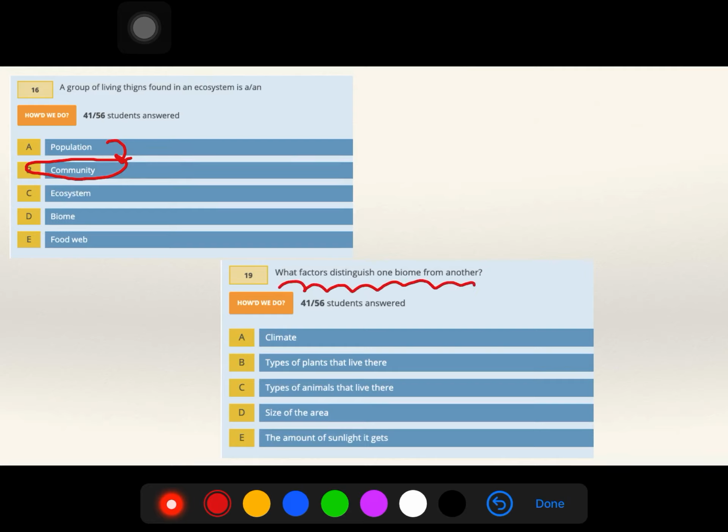What factors distinguish one biome from another? There's just a couple answers here, so that's why there's more than one. One is the climate, one is the type of plants, and one is the type of animals. The size doesn't matter, and the amount of sunlight does not make it a distinguishable biome feature.